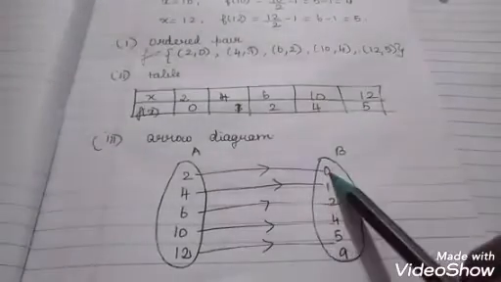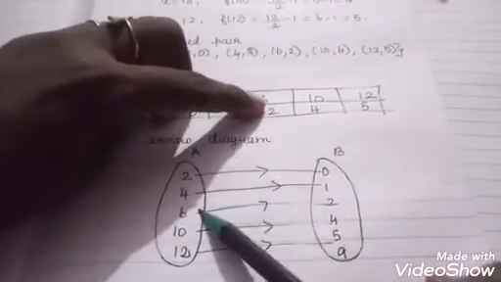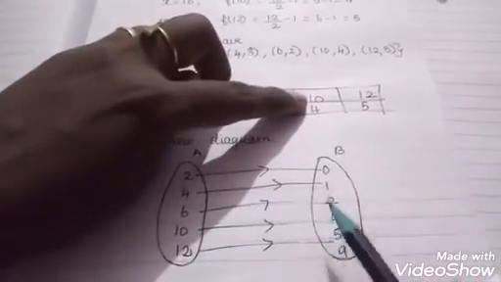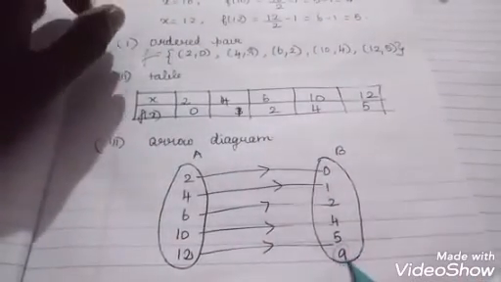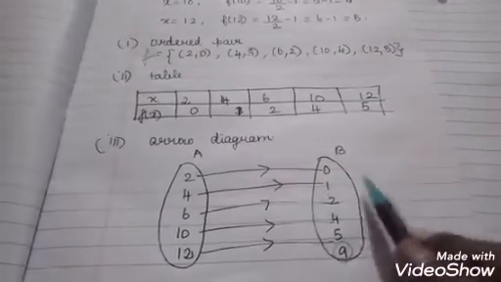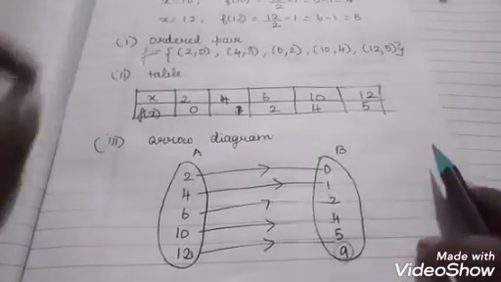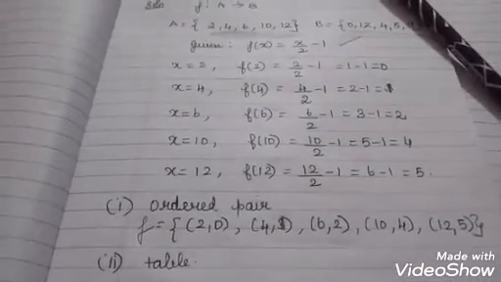So 2 is mapped on to 0, 4 is mapped on to 1, 6 is mapped on to 2, 10 is mapped on to 4 and 12 is mapped on to 5. 9 doesn't have a pre-image, not a problem here, it's just representation. So I have represented it by an arrow diagram. Okay, so the third representation is also over. Now we'll go over to the next representation.